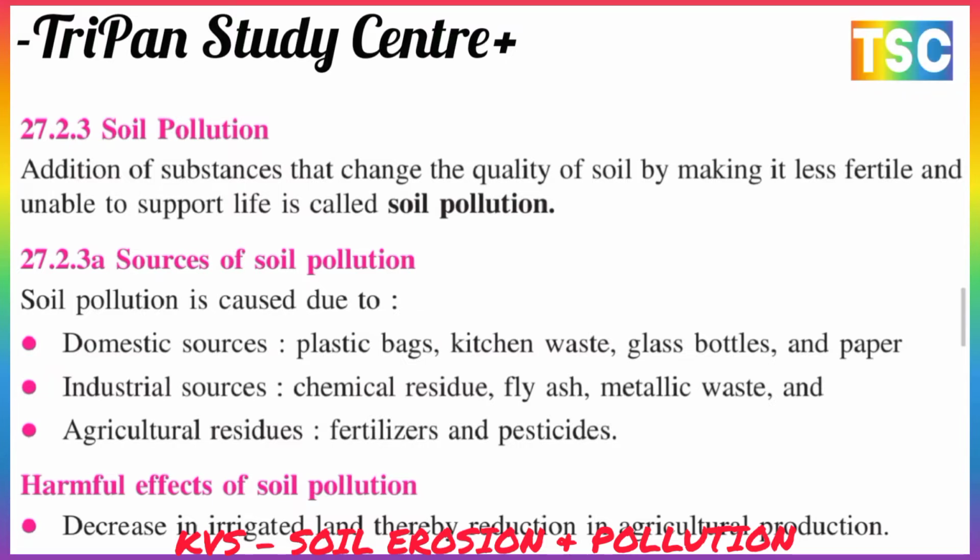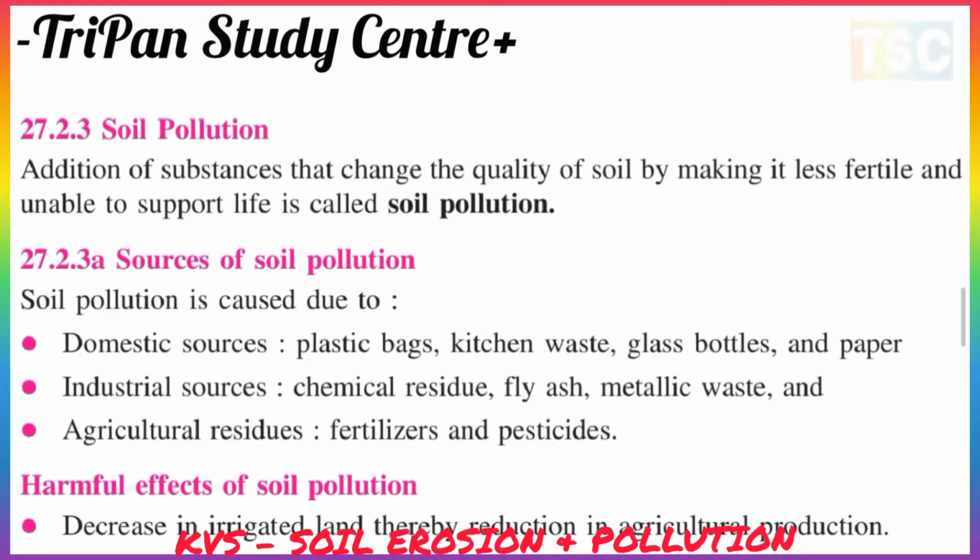The next is the sources of soil pollution. Soil pollution is caused by domestic sources, industrial sources, and agricultural residues. The most important here are the causes. First is the domestic source: plastic bags, kitchen waste, glass bottles, and paper. Domestic sources are very dangerous for today's life. Plastic bags are also dangerous, and so are kitchen waste, glass bottles, and paper.